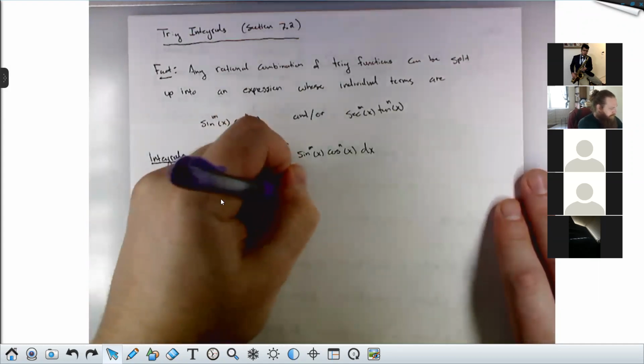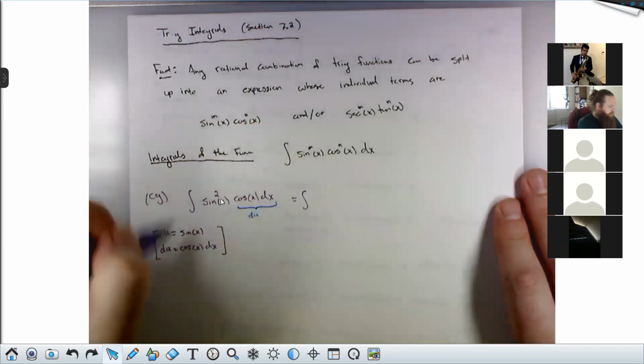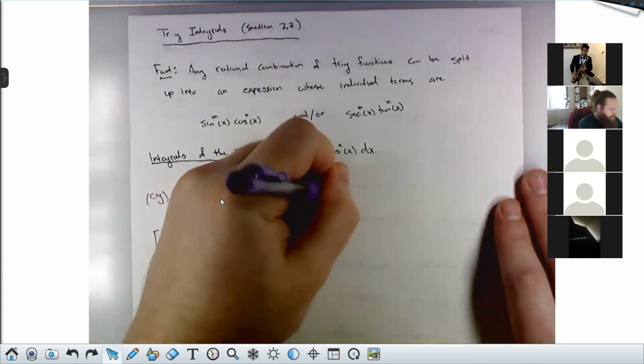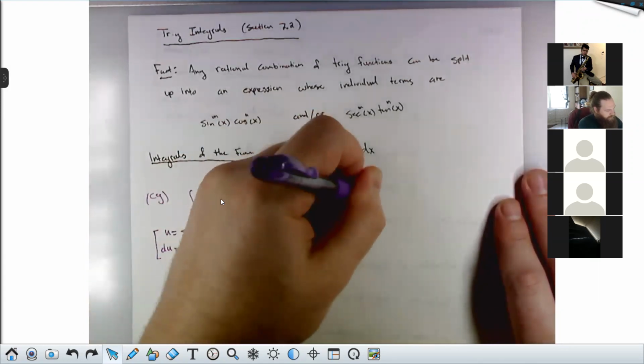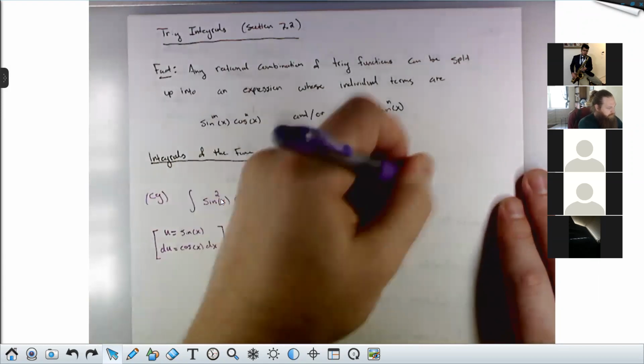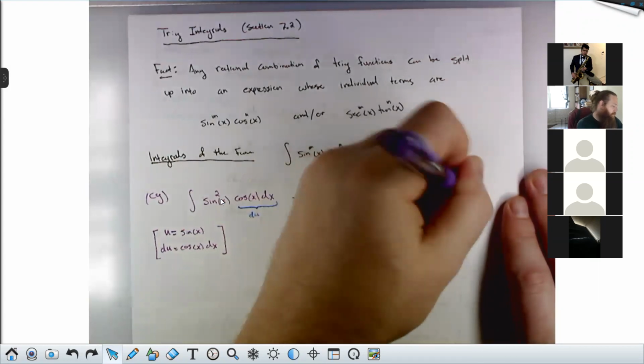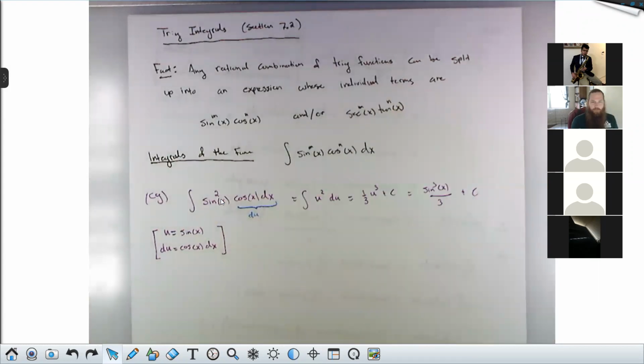So this integral will just become the integral of sine squared, that's the integral of u squared, times cos x dx, well, that's just du. So that's 1/3 u cubed plus c, or sine cubed x over 3 plus a constant. This same basic spirit works anytime there is at least one odd power in the sine cosine integrals. So if at least one of the powers is odd, then you can do this same thing where you just straight up substitute for one of the guys.